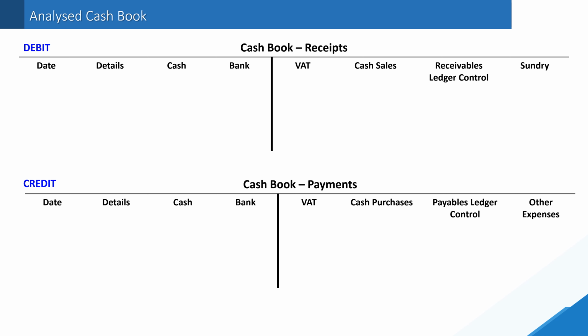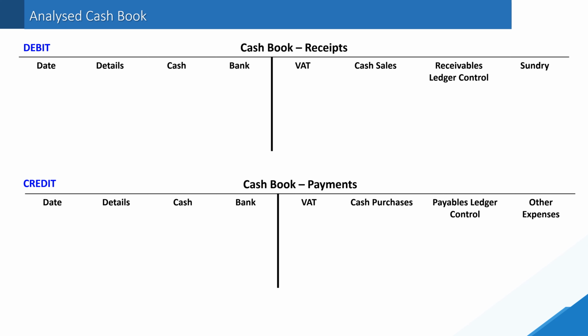If it was a cash sale, then the VAT and the cash sales figures would be populated. If we'd received money from a receivable, that money would come into the debit side, the cash book receipts. It would be recorded perhaps in the bank column if it was received by bank transfer, and that amount would also appear in the receivables ledger control account. The sundry column is obviously optional, and for some businesses that may be a different column heading. The sundry column could represent maybe rent received or commission received, obviously very relevant and personal to your individual business.